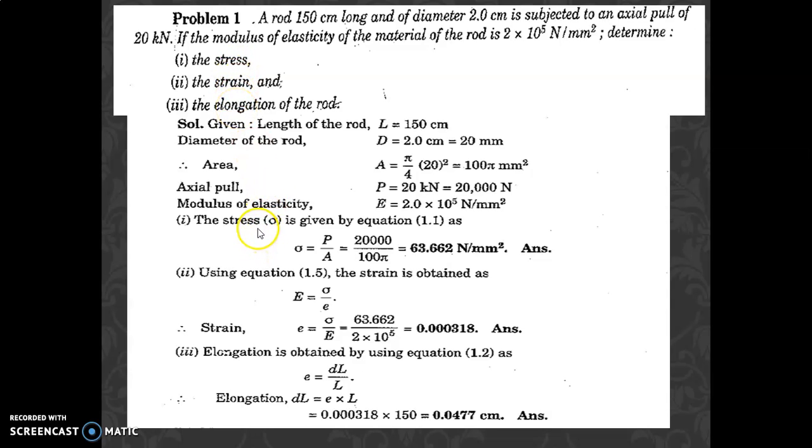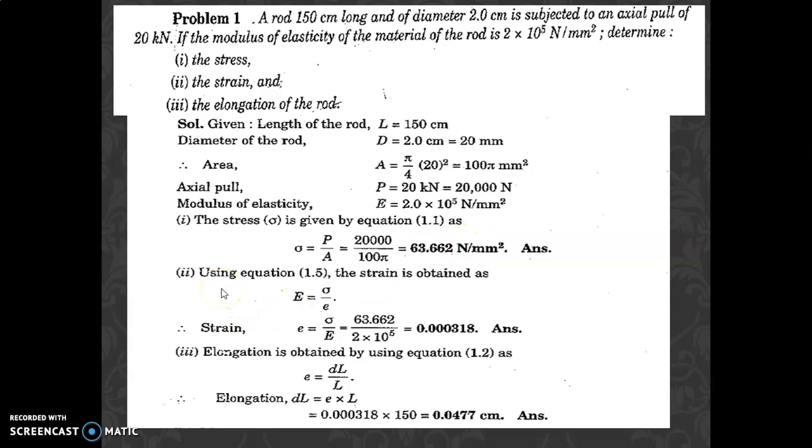While calculating the stress, as usual, we will use the formula stress is equal to force upon area. Here force is given as 20 kilonewton or 20,000 Newton. We have decided to take it in Newton, so that's why 20,000. Area we required in mm square, so that's why area 100 pi we have kept as it is, and then calculated, and the stress we got is 63.662 Newton per mm square. So that is the stress.